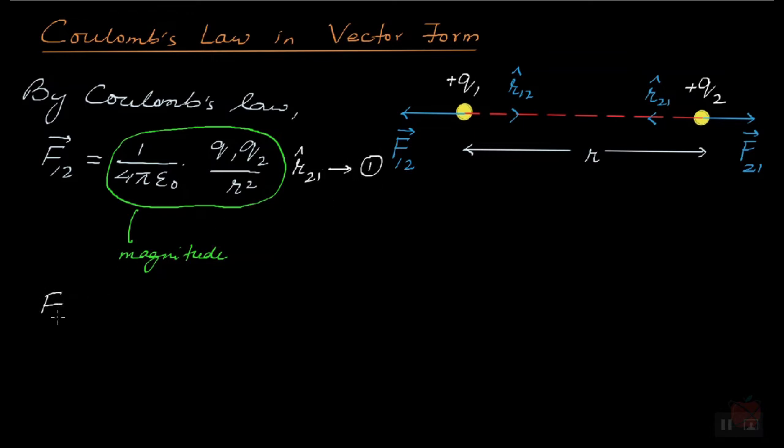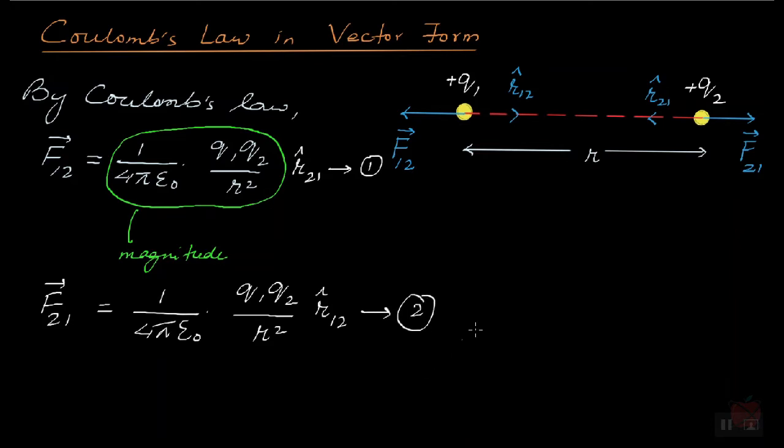Similarly, F21 is equal to 1 by 4 pi epsilon naught Q1 Q2 by R square. Now which unit vector are we going to put? Look at this force F21, pointing that way. So this is the unit vector that we need to put, R12 cap. Understand? So basically equation 1 and equation 2 is the Coulomb's law in vector form. Some important points that we can discuss out here.